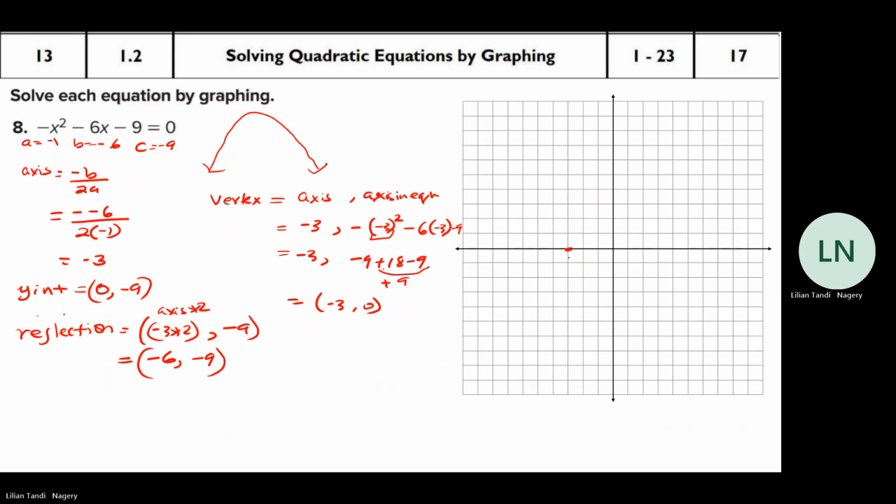So I look for the graph that is going down. What's my y-intercept? 0, -9. My axis of symmetry is already over here. My reflection should be 3 boxes. 1, 2, 3, somewhere here. -6, -9. Okay. And there is my graph.